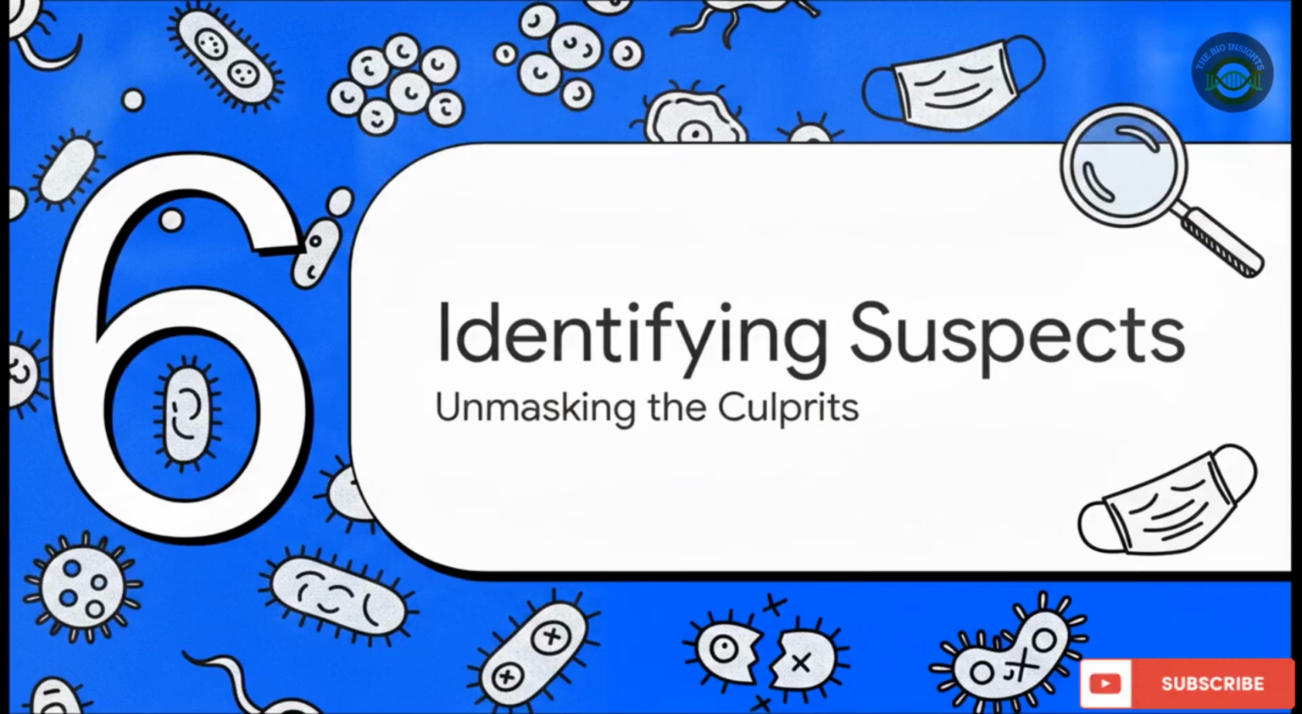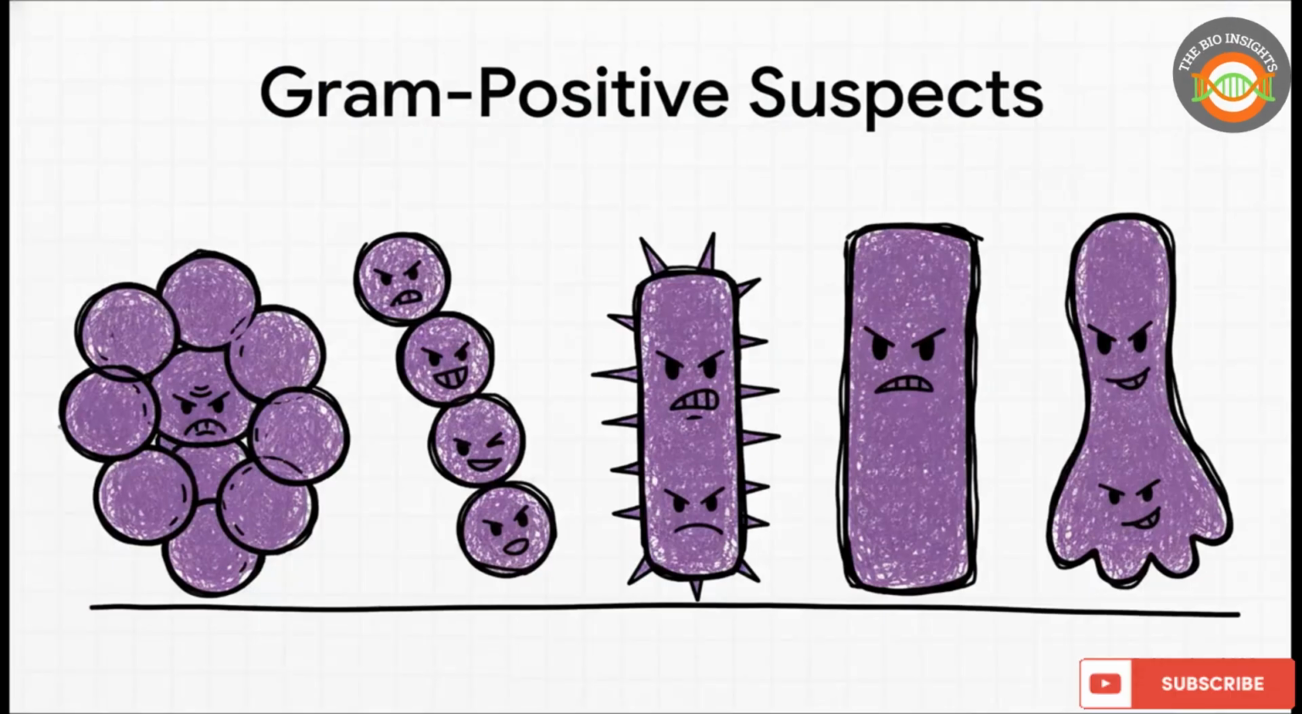Finally, part 6, identifying the microbial suspects. Now that we deeply understand their weapons, their armor, and their weaknesses, let's officially unmask the most notorious bacterial suspects in each category that doctors face every single day. Here is our lineup of gram-positive purple-staining culprits. These are the bacteria with the thick walls.